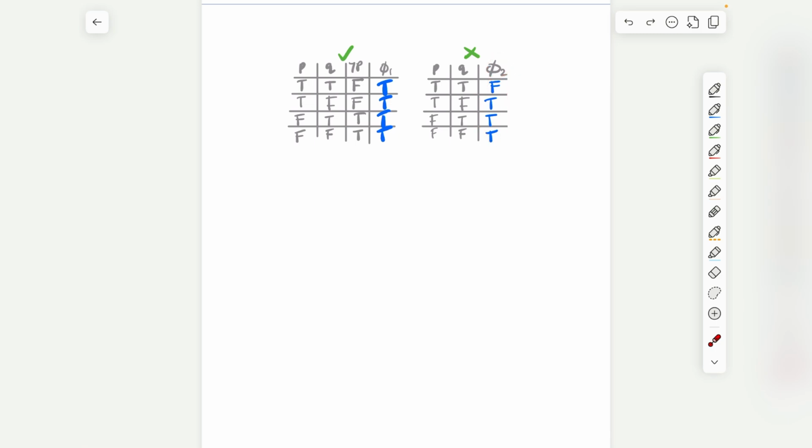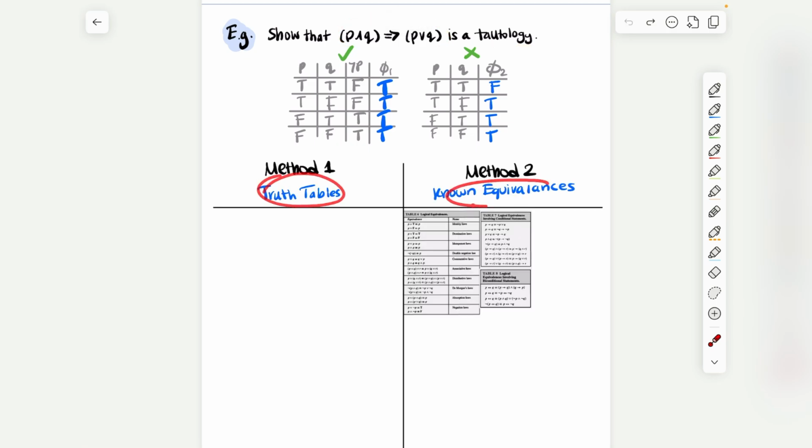And in that video, I showed you how to prove if it is a tautology or not using truth tables like we see over here. But there's another way you can prove if a compound proposition is a tautology or not, and that's by using known equivalences. So let's say we're asked to show or prove, same thing, that this compound proposition is a tautology. Again, two ways, truth table and using known equivalences.